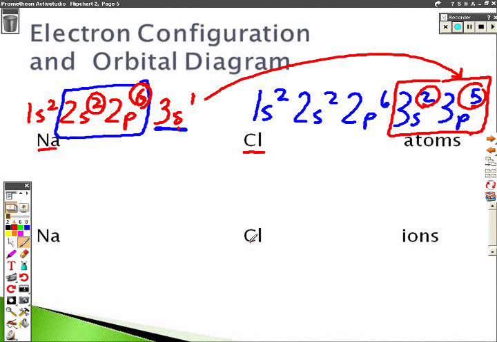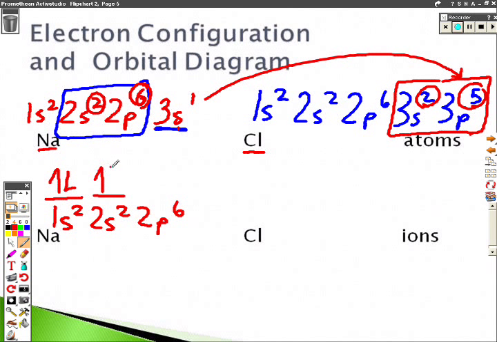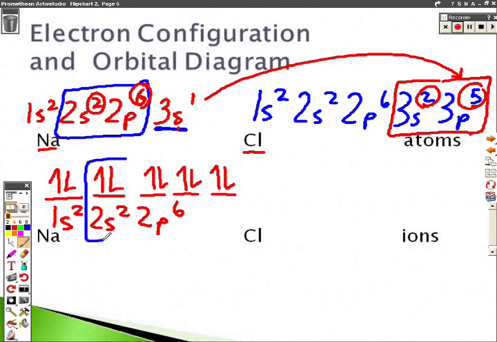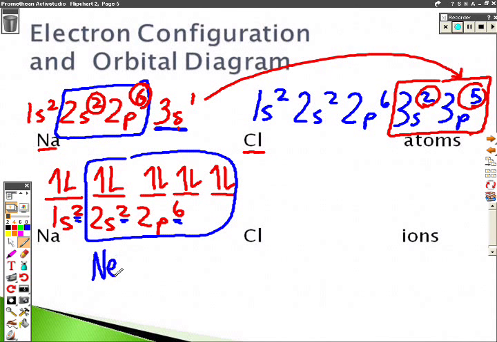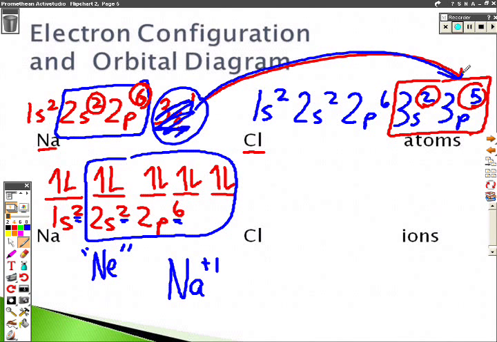I'm going to draw the electron configuration and orbital diagram. Okay? So for sodium, it's 1s2, 2s2, 2p6. Up, down, up, down, up, up, up, down, down, down. If you notice, its valence level is full. It acts like a noble gas. Okay? That's neon. It acts like it. What does sodium become charged? Sodium becomes charged +1. Why? It lost this electron. Where'd it go? It went over here. Okay?